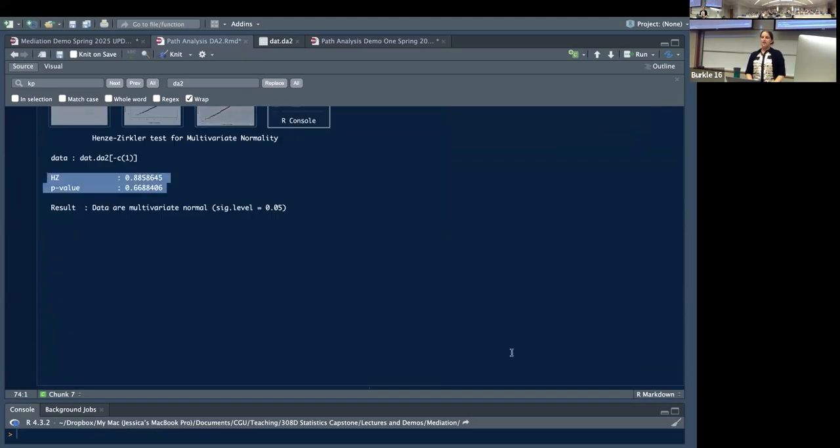And again, p-value, no significant difference, right? We're retaining the null. The p is greater than 0.05. And the null is there's no difference between your data and perfectly normal data. So in this case, the data are multivariate normal. That's pretty sweet. Never happens. We've satisfied all assumptions. I literally don't think that's ever happened.